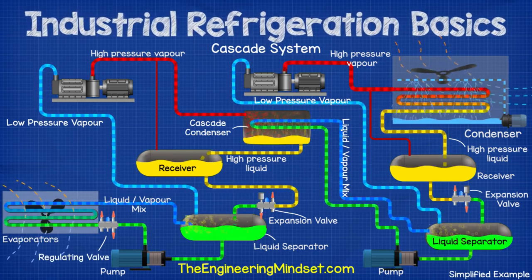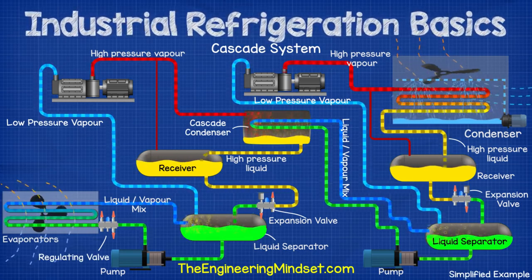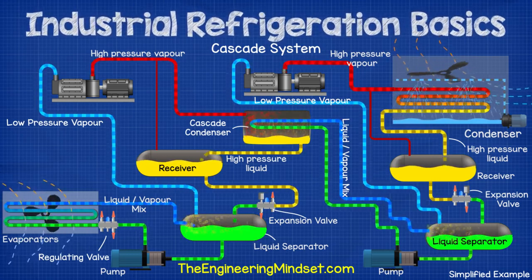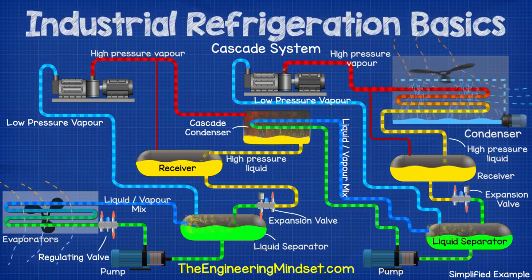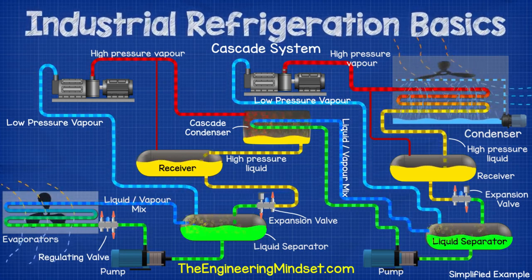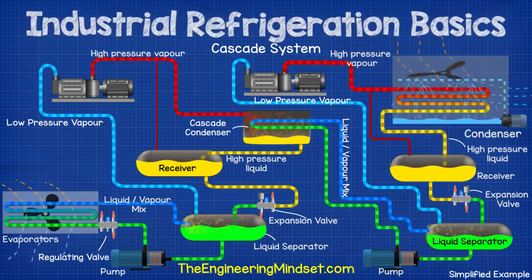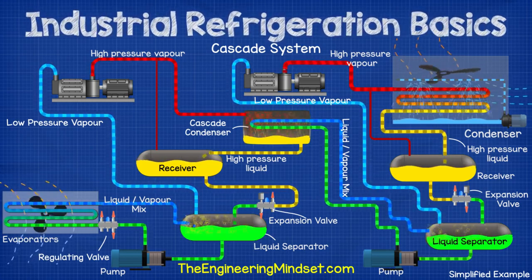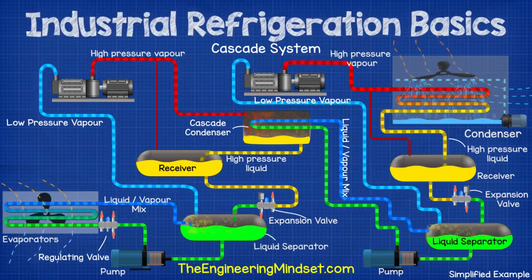The cascade condenser acts as a condenser for the high temperature circuit, but also an evaporator for the low temperature circuit. The two refrigerants can be the same or they can be different and optimized for each circuit. For example, we could use ammonia for the high temperature side and CO2 for the low temperature side. This would mean that less ammonia is used and the system would be more efficient compared to a two-stage ammonia-only system.